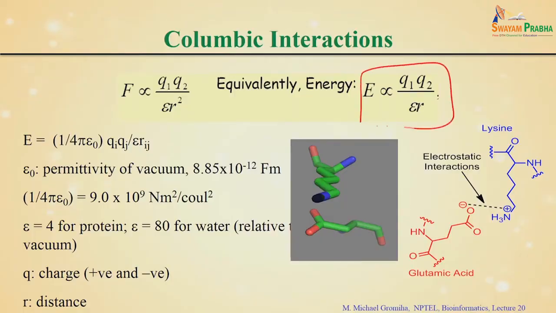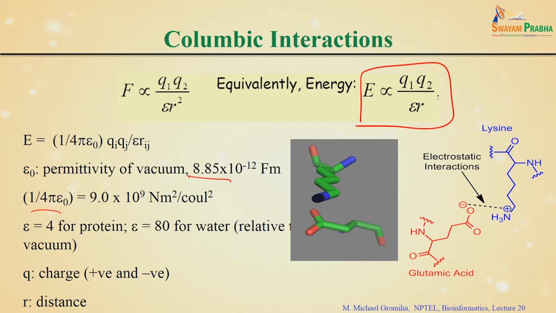How do we calculate the electrostatic free energy directly? You can use E proportional to the product of the charges, and inversely proportional to the distance between them. Q1 and Q2 are the charges of these two atoms, and R is the distance between them. What is epsilon? That is the permittivity of the medium. For a vacuum, this is given as 1 by 4 pi epsilon 0, or you can use epsilon as 80 for water and 4 for protein.